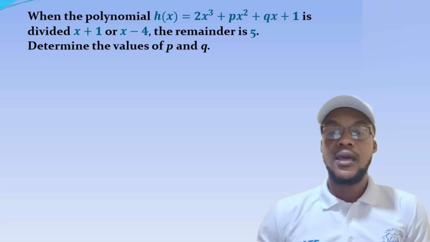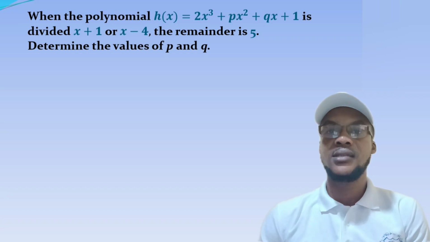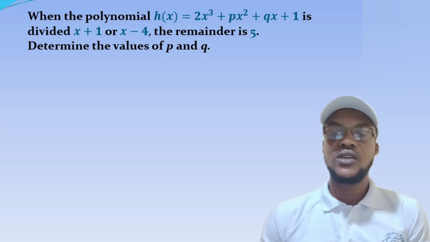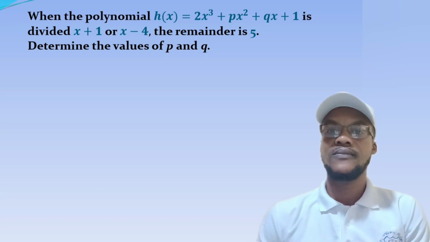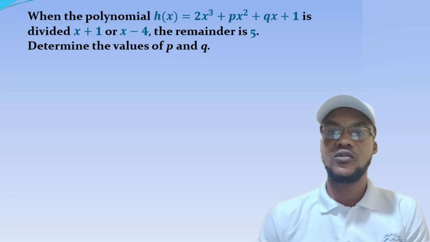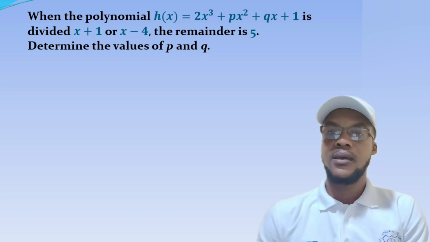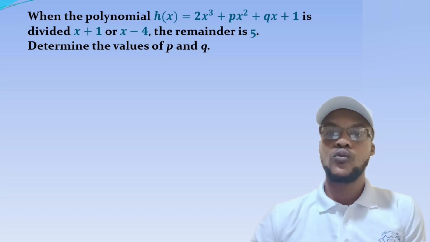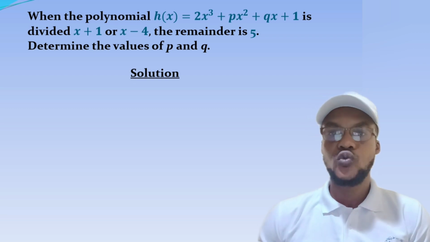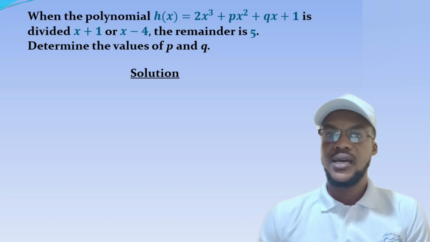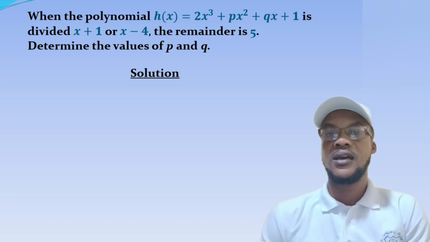As I said, before you can do this, whenever it's given to you, you need to find the zeros of the divisor. In this case, we have these two divisors, x plus 1 and x minus 4. These are the two divisors that we are going to divide the function by, and then we get the remainder. So let's look at how we can go through the solution. My dear students, I want you to pay attention. You have to follow step by step so that you get the concept at the end of the solution.